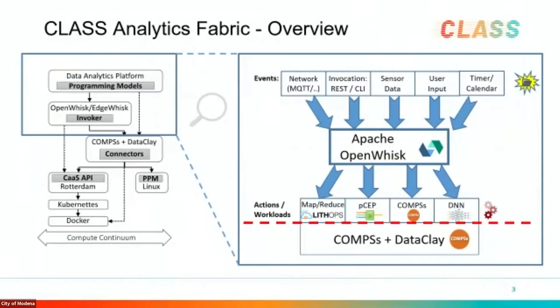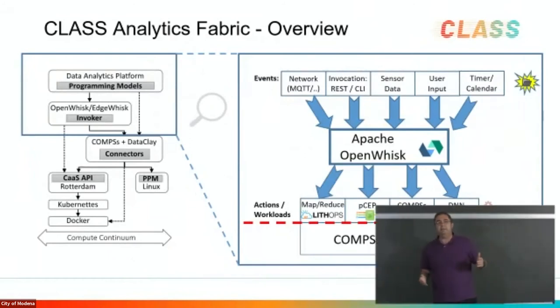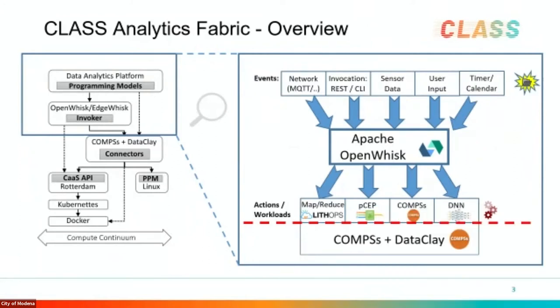So how do we make all these various analytics communicate with one another efficiently? To this end, we actually have two means of doing so. One of them is they can communicate through the data backbone of CLASS, which is DataClay, shown at the bottom of the screen. The entire analytics is built on top of the COMPSs and DataClay. Another means of communication, which we introduced, which allows more direct communication between components, is based on a serverless infrastructure. We use Apache OpenWhisk. I'm going to explain a bit more what serverless is in the next slide.